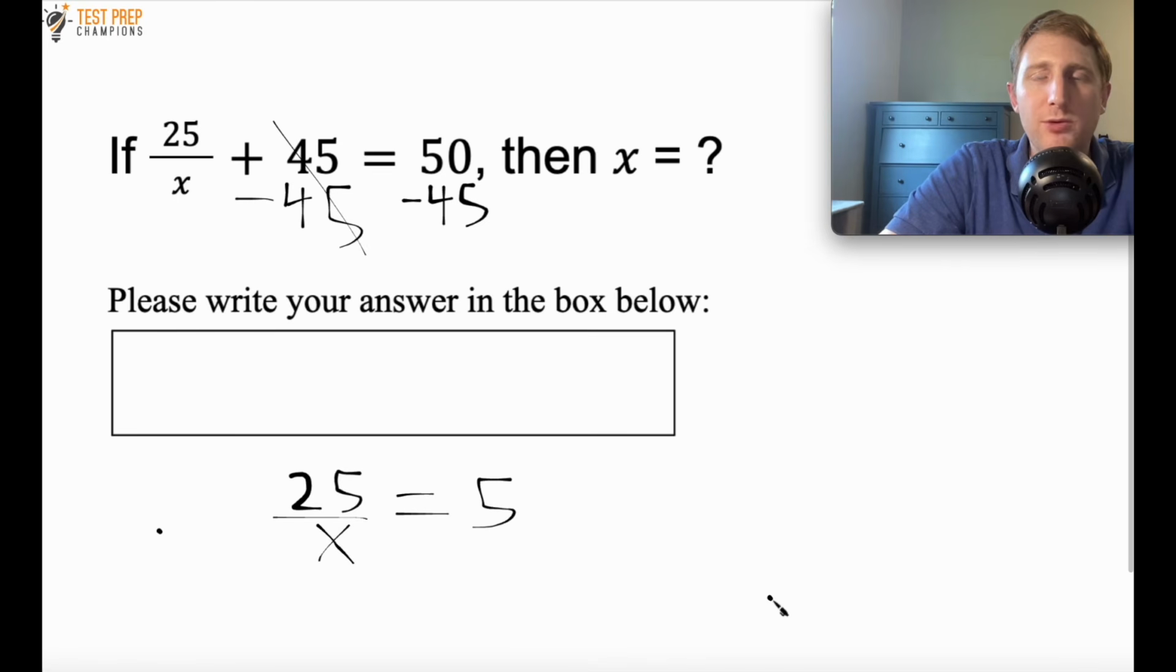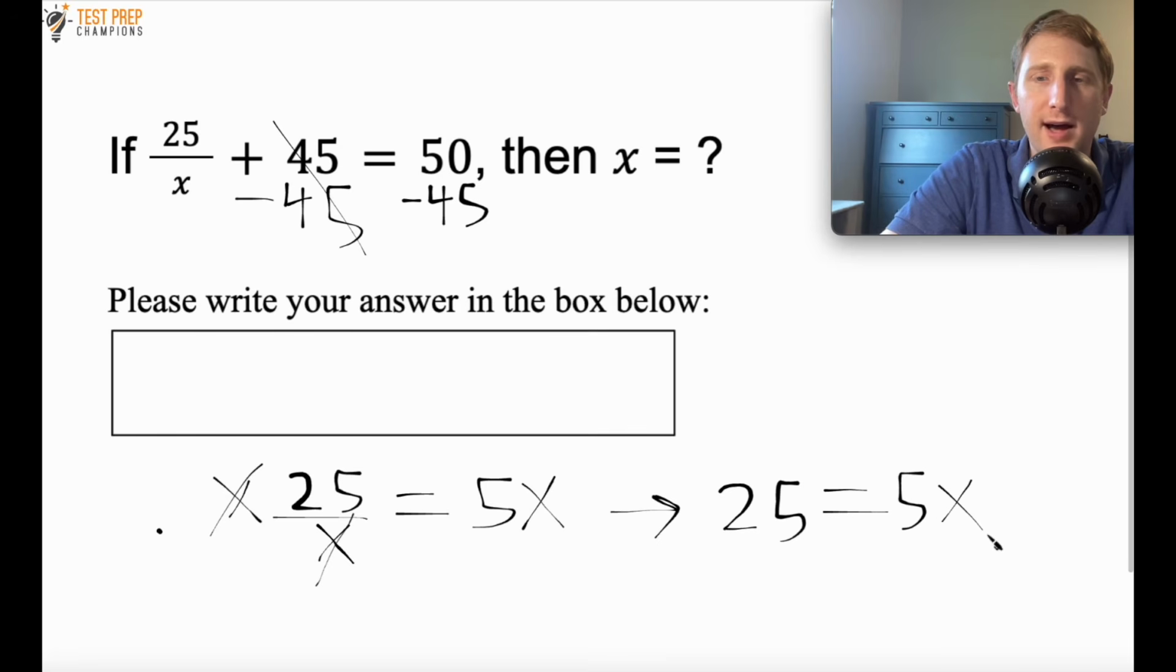So now we have 25 over x equals 5. How do we move forward here? Well, there are multiple ways to look at this, but one way is to multiply by x on both sides. If I multiply by x on the left side, the x's cancel out, and if I multiply by x on the right side, I'll get 5x. Now remember, whatever I do to one side, I also have to do on the other side. So that's how I end up with my 25 equals 5x.